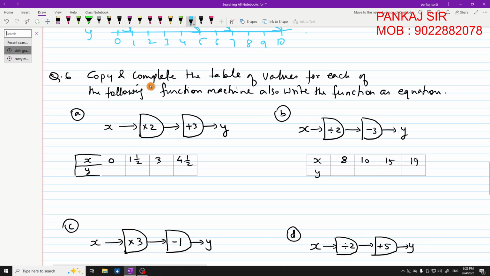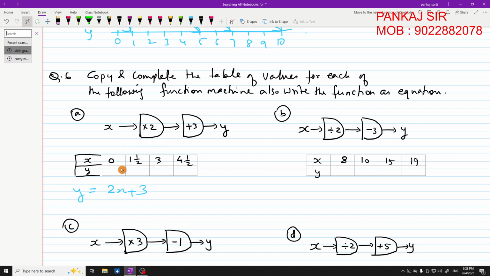Question number 6. Copy and complete the table of values for each of the following machine functions. Also write the function as an equation. So first let me write this as an equation. So x into 2 will be 2x. And then you have to add 3. So 2x plus 3. This is going to give me y. So this is the equation. Now let us complete the table.